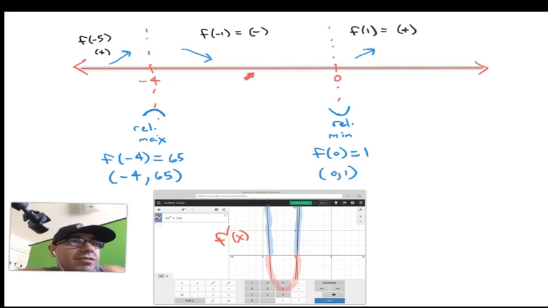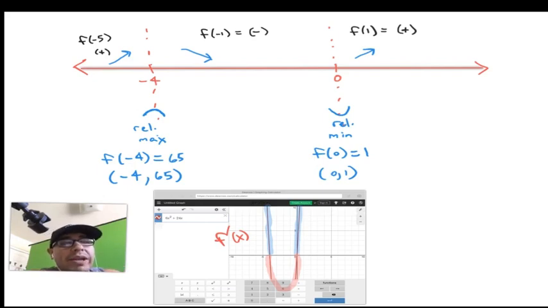Your graph is going down on the left-hand side of it, and all of a sudden it starts going up. So if it's going down and then up, we see that that's a relative minimum. So this point (0, 1) is a relative minimum. All right, so that's how we take care of our intervals of increasing and decreasing, and that's how we find a relative min and a relative max.